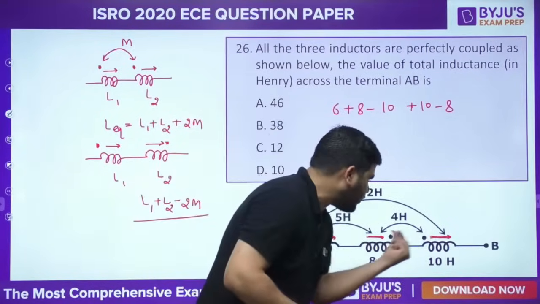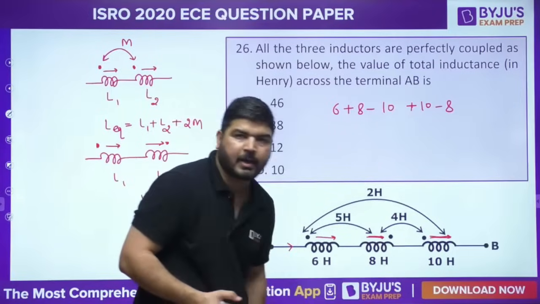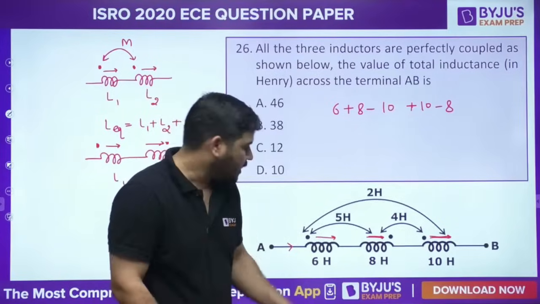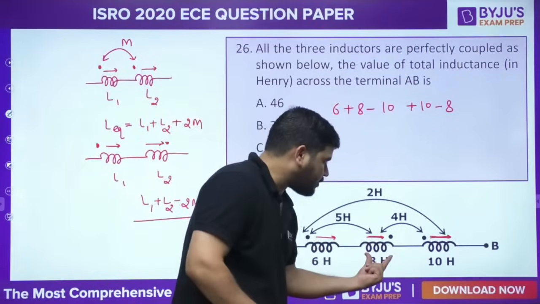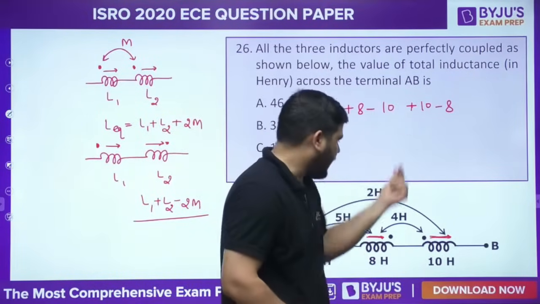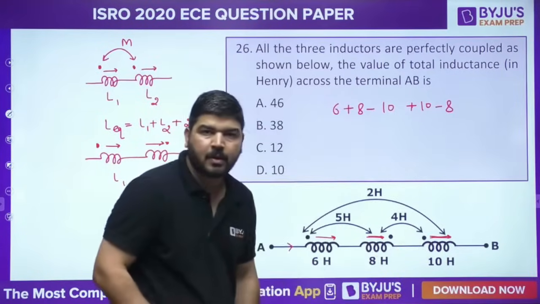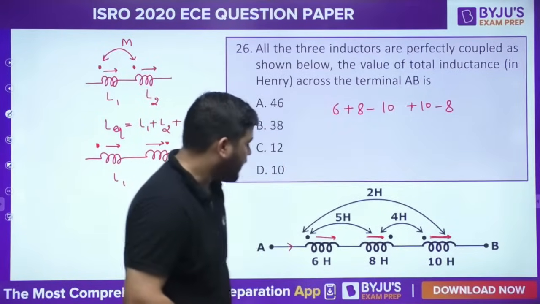Now again L1 plus L2 minus 2M. Now L1 is already taken care of. You can't take L1 twice. In a series network you can't take L1 twice. So now you can see that 8 is already taken. I have to take 10 and minus of this 2H. Okay, so minus of 8.